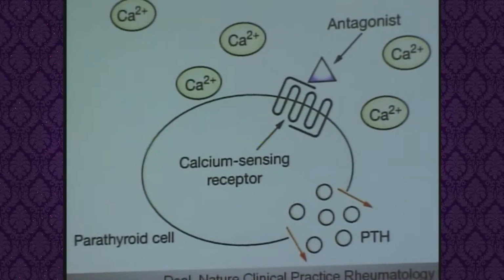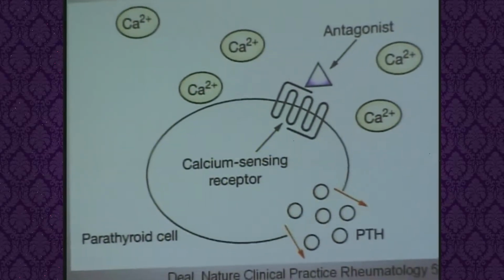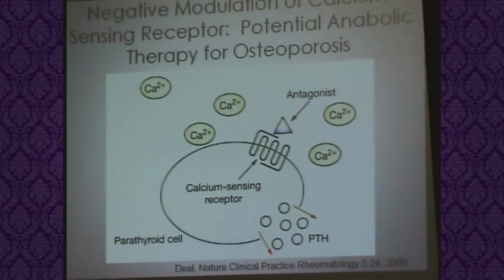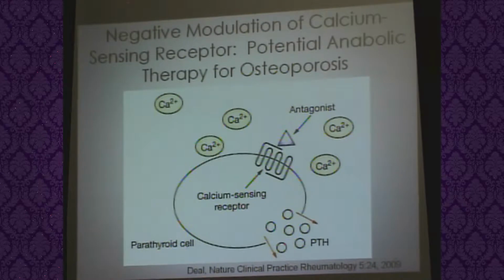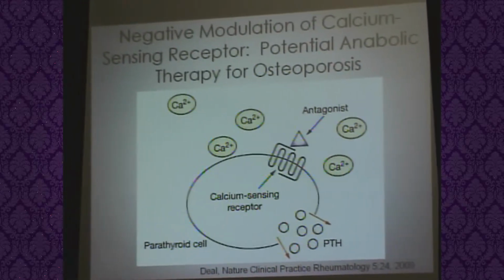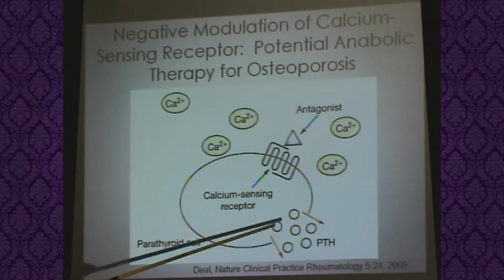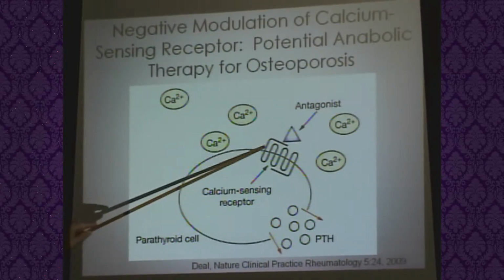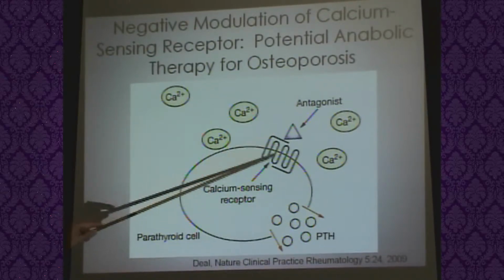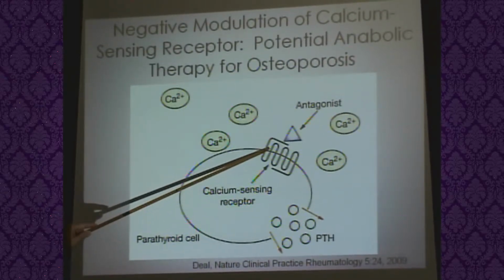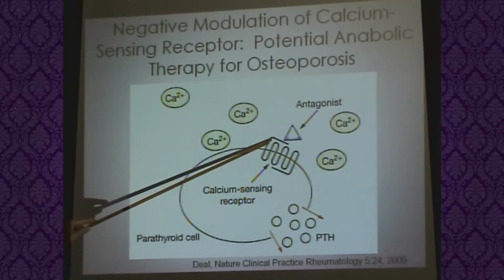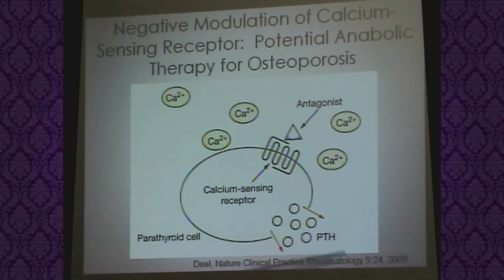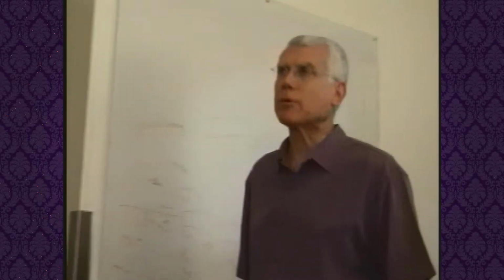And that has been utilized for drug development in the form of calcium mimetics for treatment of hyperparathyroidism, where excess parathyroid hormone is being produced. These calcium mimetics bind in an agonistic fashion to turn off PTH secretion. So that's been used for hyperparathyroidism.